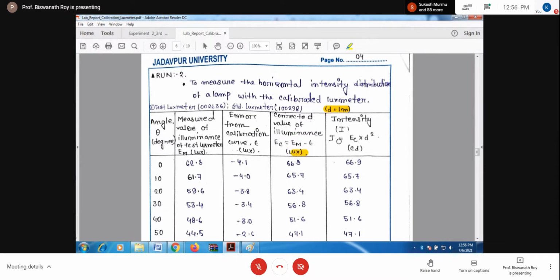So intensity equals EC into D square. So instead of using EM, we are actually using EC, which is the corrected value. And how is correction achieved? Correction is achieved with the help of the calibration chart of the test lux meter. So you can note down the unit of the entry. Here is the intensity, the unit is candela. Here it is lux, EC, so it is lux. Here is illuminance, lux. Here is also illuminance, it is in lux.